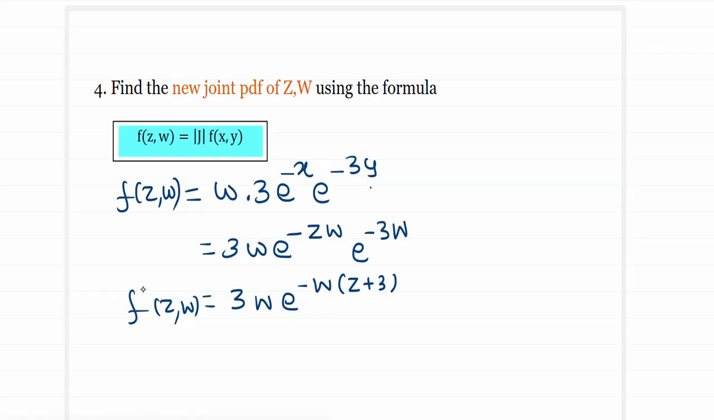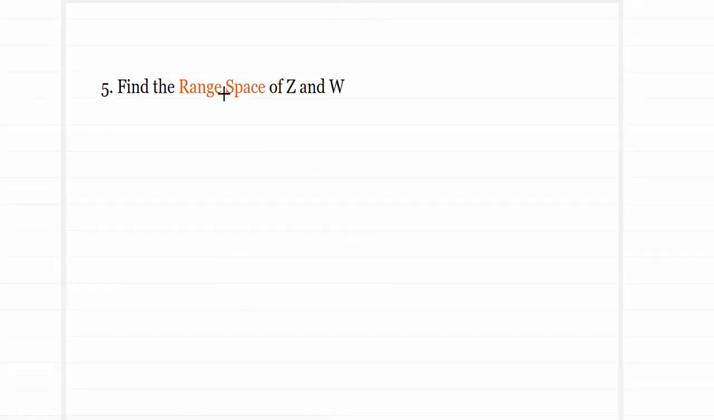Now this function has been defined. To completely define the function, we need the space where my z and w are valid. So my step 5 will aid it. What is step 5? The range space of z and w. How to estimate it? From the old range space. What is my old range space? That is going to be the space of x and y.